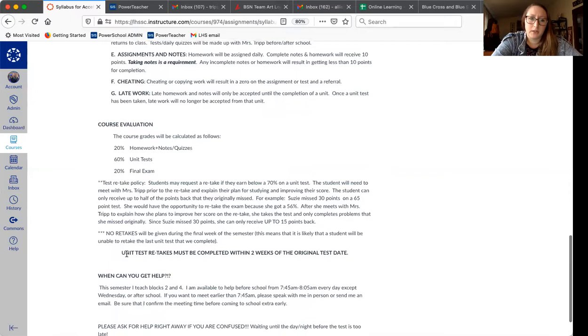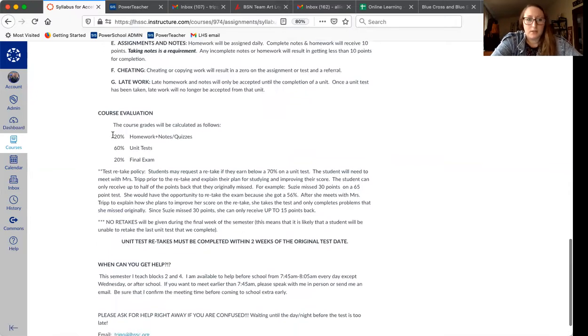Course evaluation here. You can see 20% of their grade is on the homework and notes category, or if I give any pop quizzes. 60% of their grade is unit tests, and then the last 20% of their grade is that final exam. So the test retake policy that I have is that students can retake a test if they earn below a 70% on any given unit test.